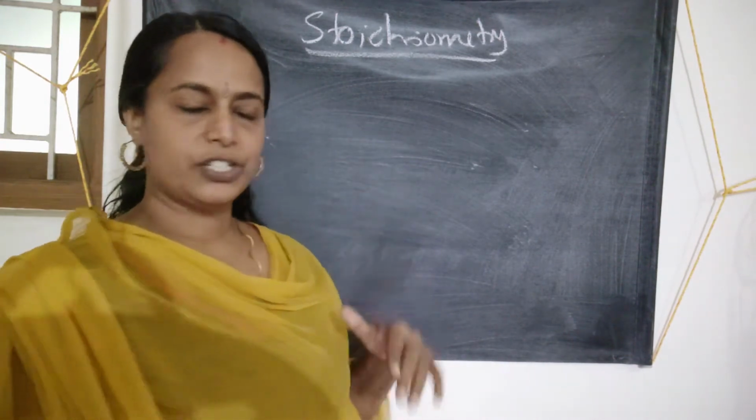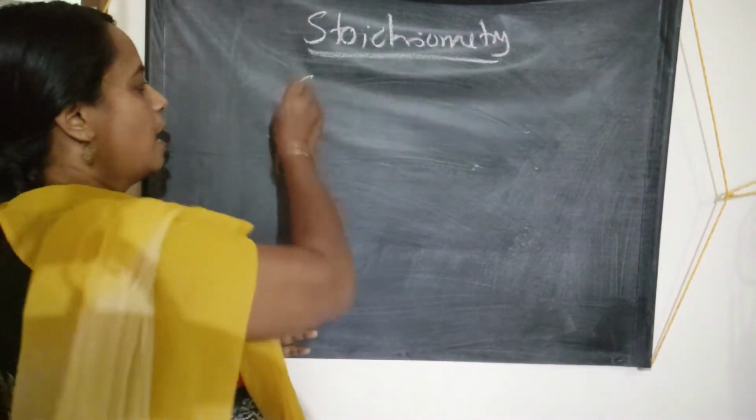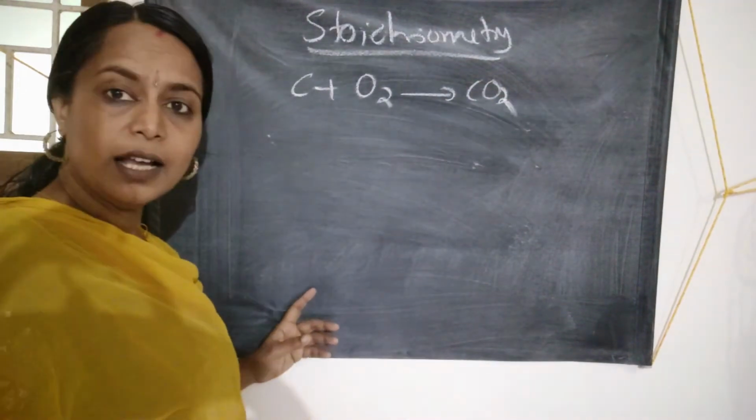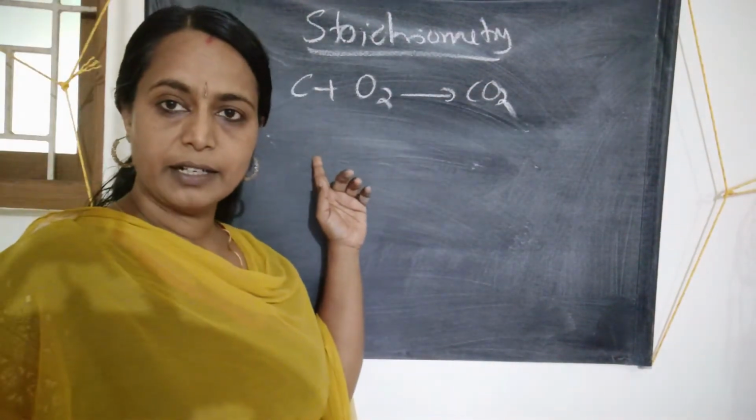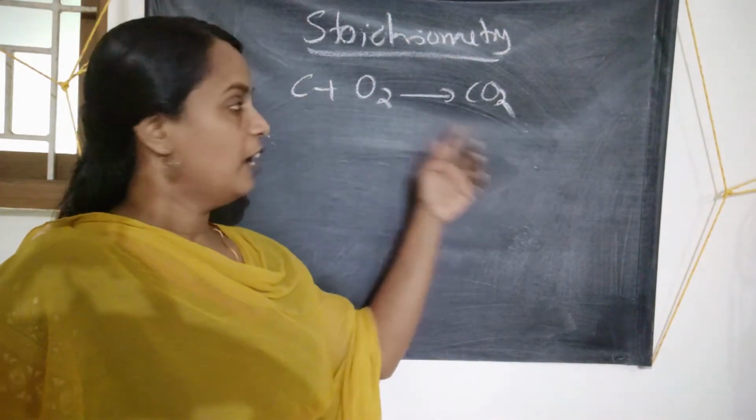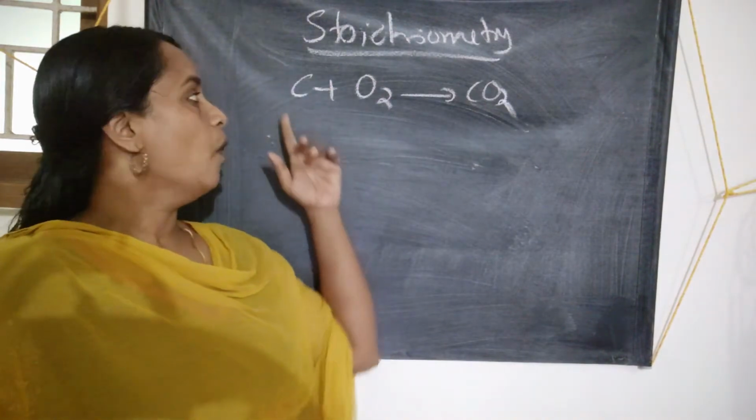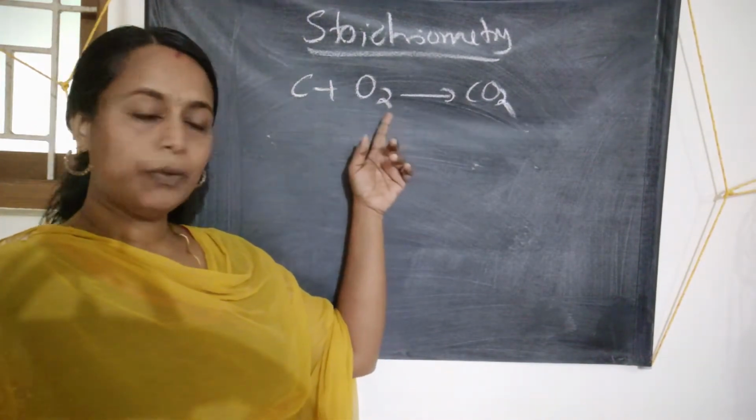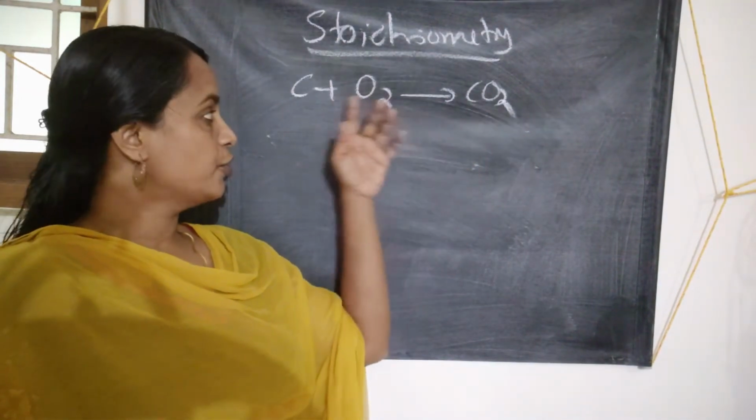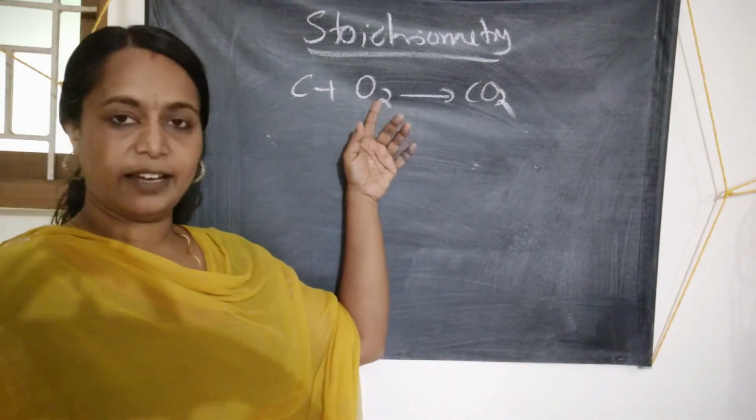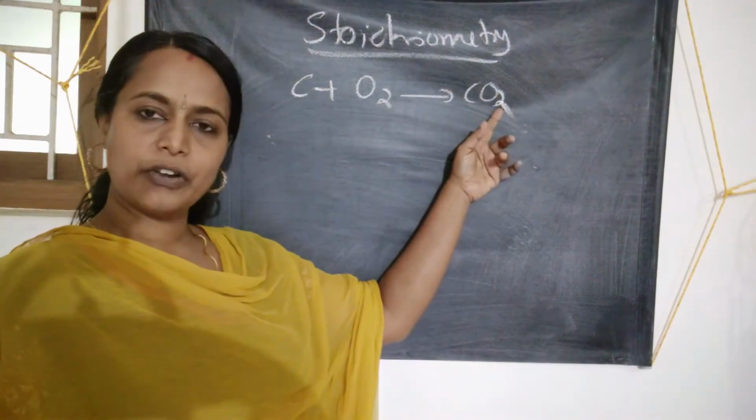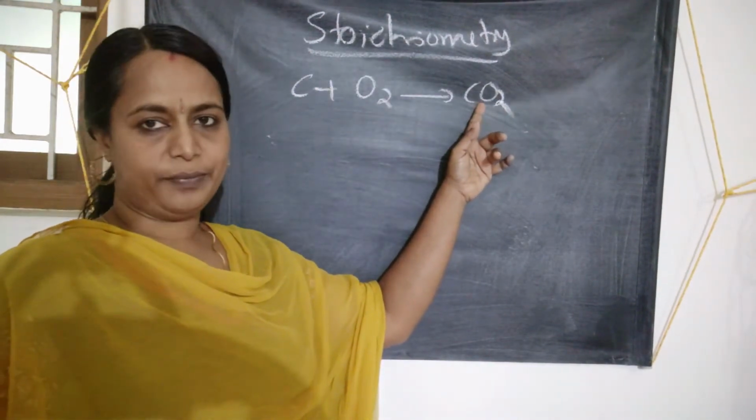For a reaction, carbon plus oxygen gives carbon dioxide. This is the balanced chemical reaction representing the combustion of carbon to form carbon dioxide. From this reaction, we can say that 1 mole of carbon reacts with 1 mole of dioxygen to form 1 mole of carbon dioxide. The stoichiometric coefficient of oxygen is 1, that of carbon is 1, and that of carbon dioxide is also 1.